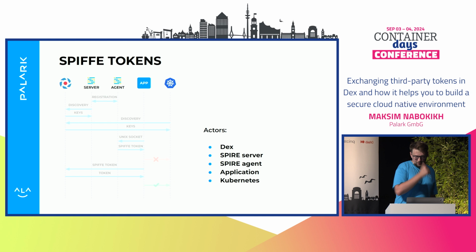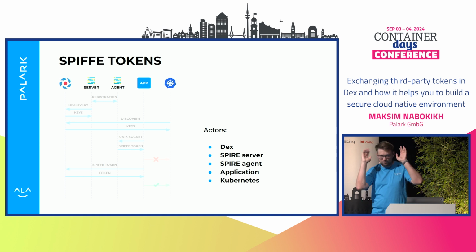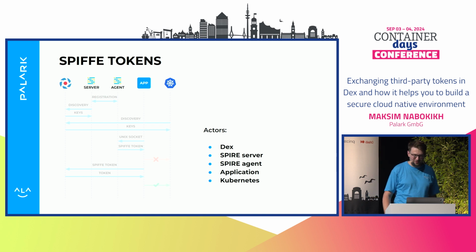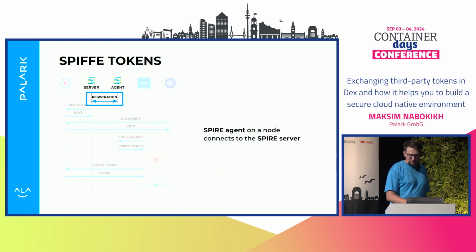Yeah, there are a lot of different actors. There are two new things: Spire server and Spire agent. Spire is the Spiffe implementation. Don't mind it. Think about it as some server and agent. The first thing they are doing is registering. So the node agent registers in the server. This is the first thing.